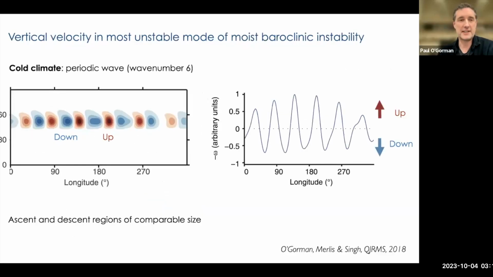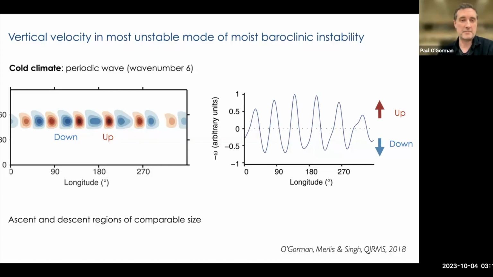So what does this look like? Well, we'll start with a very cool climate. And I'm going to show the vertical velocity just to illustrate these because it's quite sensitive to moisture. So this is the most unstable mode that emerges in a very cold climate. And you see on the left a periodic wave in mid-latitudes. Red is up and blue is down.